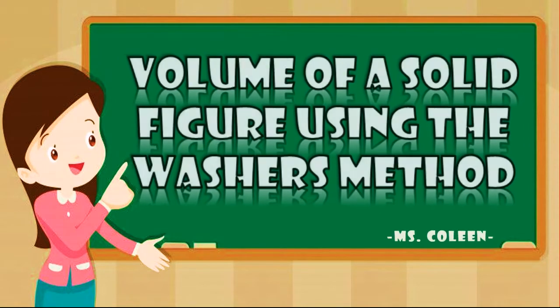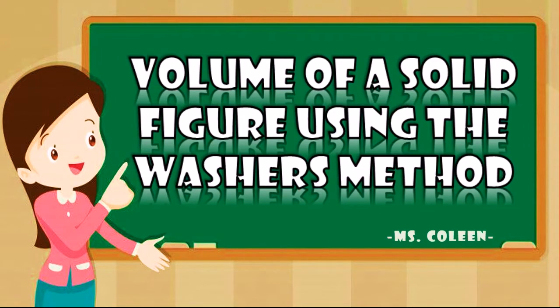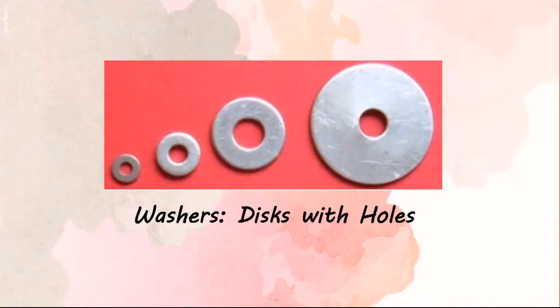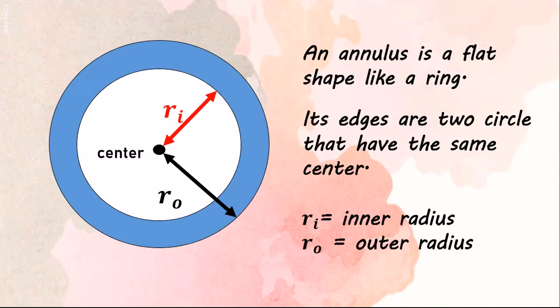In this video, we're going to find the volume of a solid figure using the washers method. Washers are discs with holes. It is also called an annulus. An annulus is a flat shape like a ring. Its edges are two circles that have the same center.